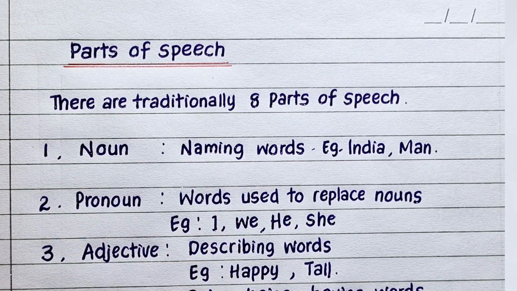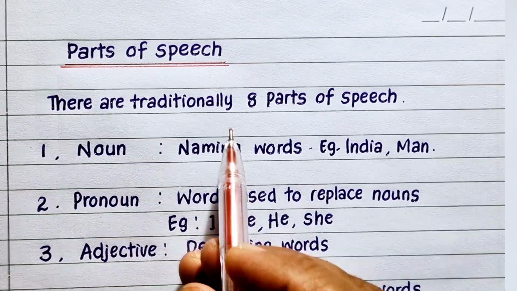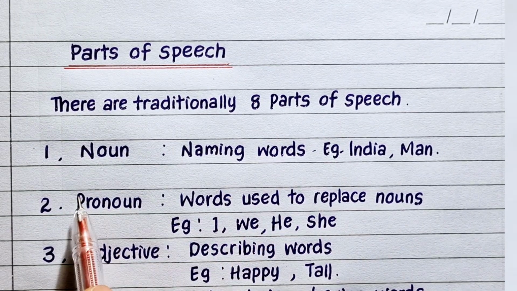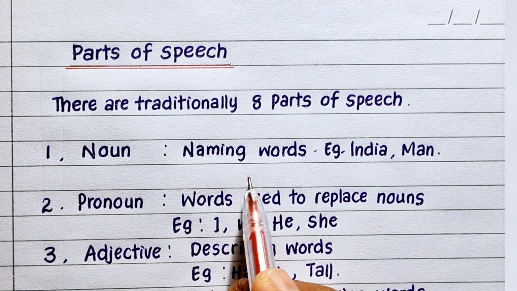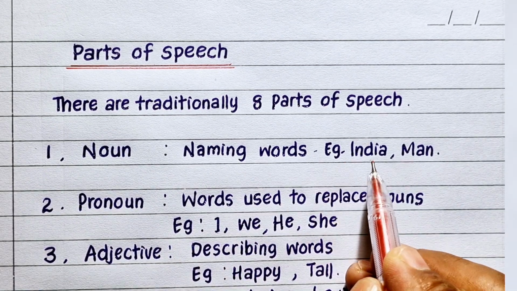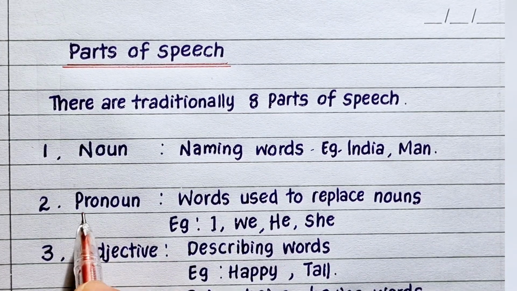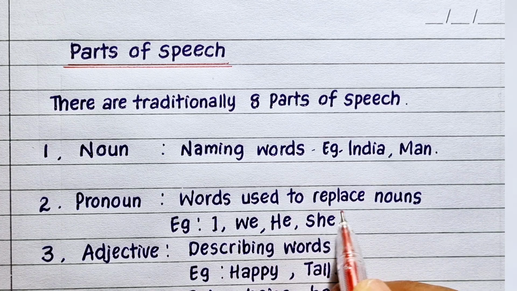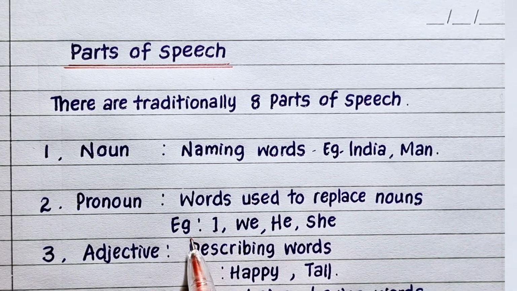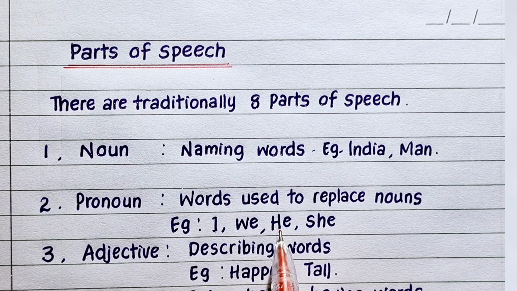Today we are going to learn parts of speech. There are traditionally 8 parts of speech. First one, noun, that is naming words. For example, India, man. Second one, pronoun, that is words used to replace nouns. For example, I, we, he, she.